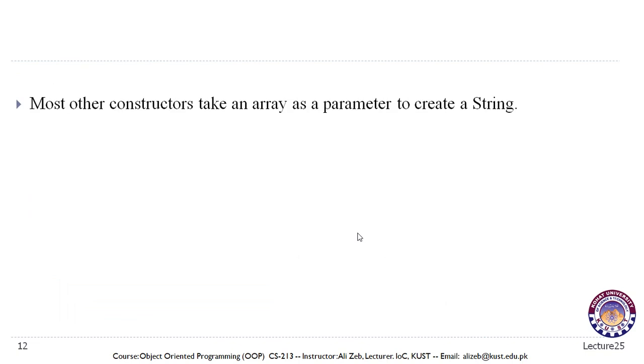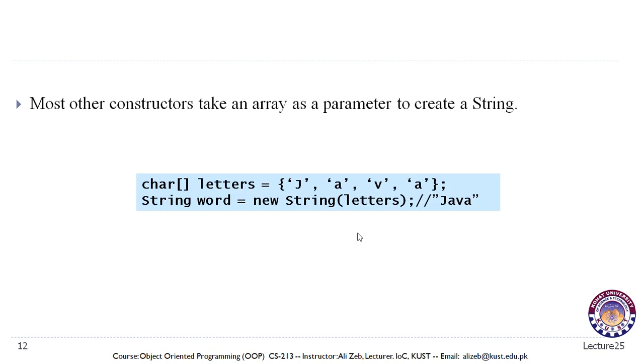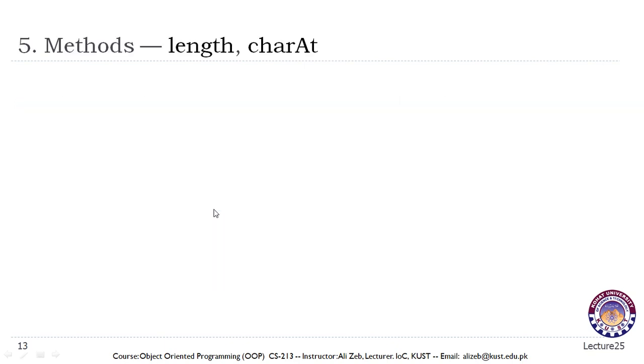Most other constructors take an array as a parameter to create a string. For example, you can initialize a string like this. You can have an array of characters, and then you can pass that array to the constructor of the string class, and it will initialize the string to this new variable.